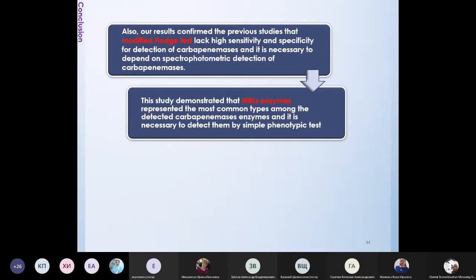Also, our results confirmed the previous studies that the modified Hodge test lacks high sensitivity and specificity compared to the spectrophotometric method for detection of carbapenemases, and it is necessary to depend on spectrophotometric detection of carbapenemases. And our final conclusion is thinking about nanoparticles to abolish the resistance of these isolates towards carbapenem.